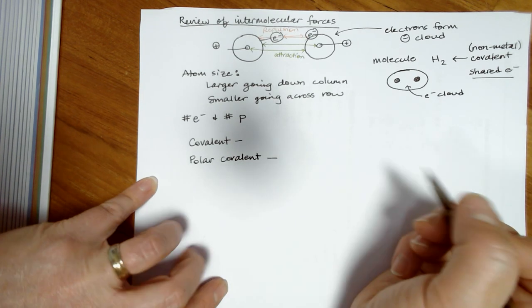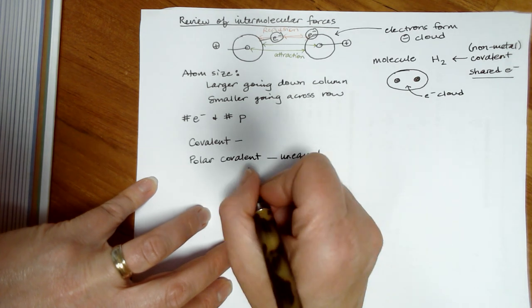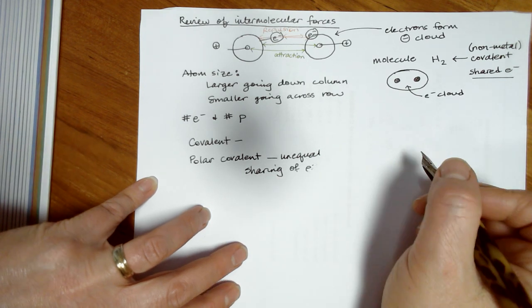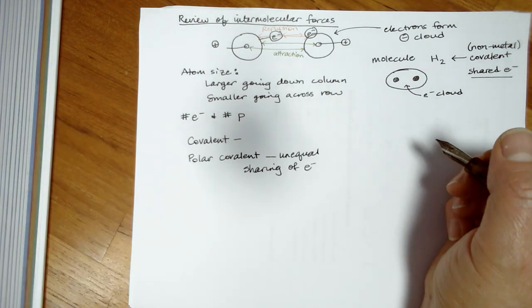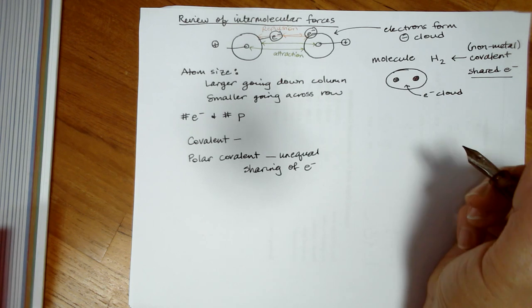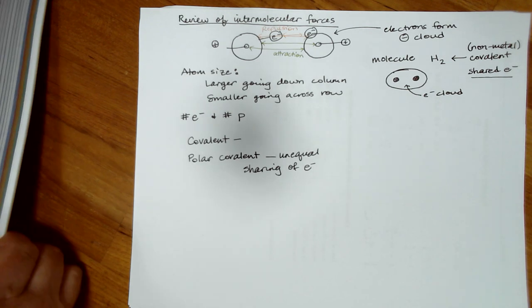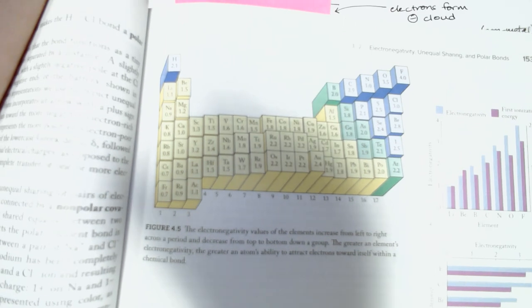And so when we have polar covalent bonding, this is unequal sharing of electrons. And hopefully you remember we had an electronegativity table that I'll go ahead and pull up here for you for just a second. And so the electronegativity table is giving us a general sense for which elements share the electrons better and which don't share the electrons as well.